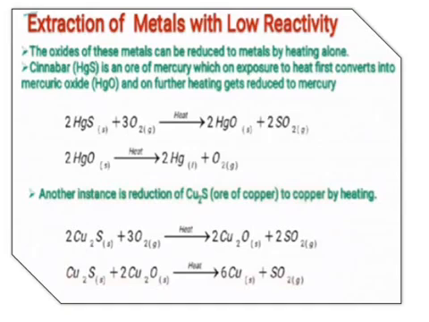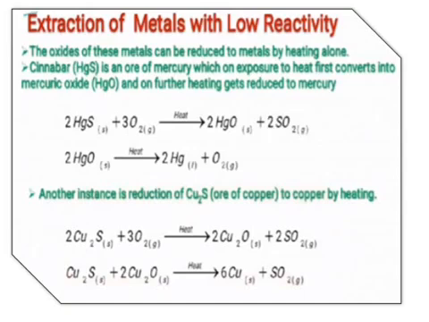So the cinnabar, which is mercuric sulfide, is converted into mercuric oxide by the process of heating first. Then on further heating, HgO, that is mercuric oxide, is separated as mercury and oxygen. So the equation is 2HgO gives on heating 2Hg plus O2. So this is how mercury is separated from its ore.